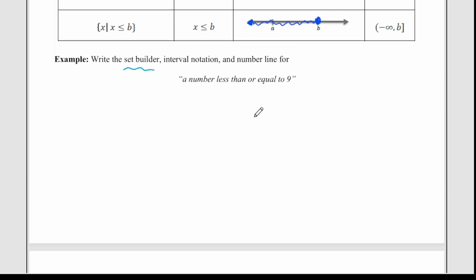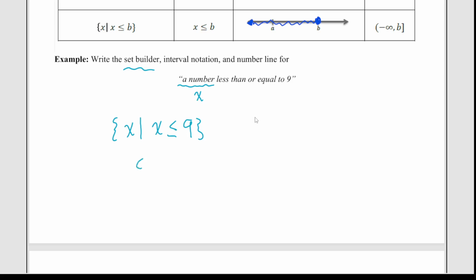So go ahead and pause your video and see if you can write down all the notations for a number less than or equal to 9, indicating that that should be your variable. So for this, if you were to write in set builder, you would use the little squiggly braces. You would specify your variable such that, and it says that number is less than or equal to 9. So that would be your set builder notation.